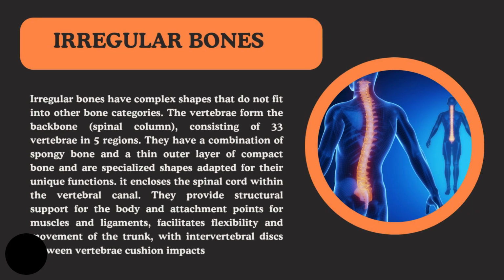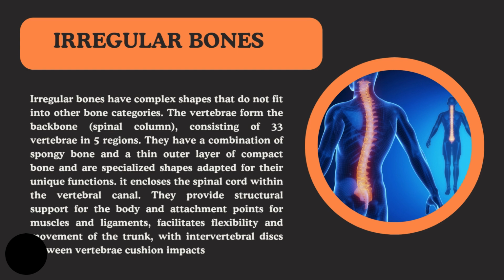Irregular bones have complex shapes that do not fit into other bone categories. These include the vertebrae and the mandible. So the vertebrae form the backbone, or the spinal column, and consist of 33 vertebrae in 5 regions. They have a combination of spongy bone and a thin outer layer of compact bone, and are in a specialised shape adapted for their unique function. They enclose the spinal cord within the vertebral canal, and they provide structural support for the body.